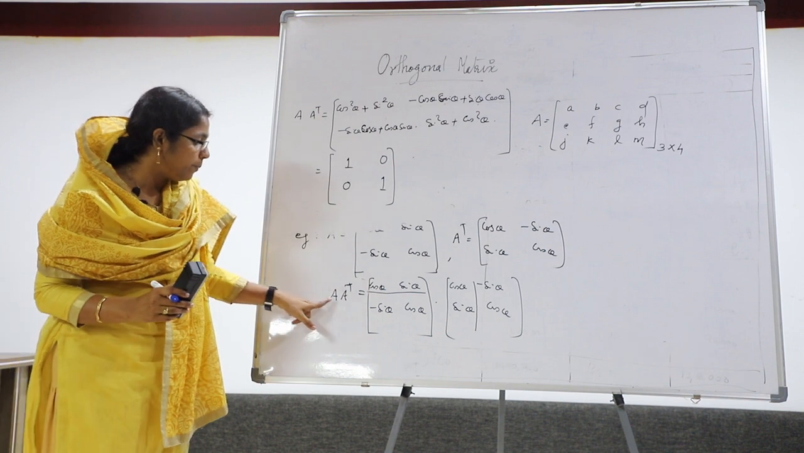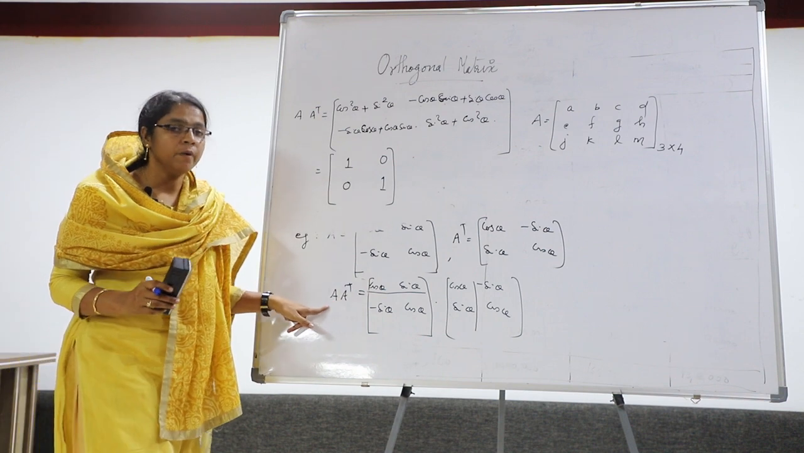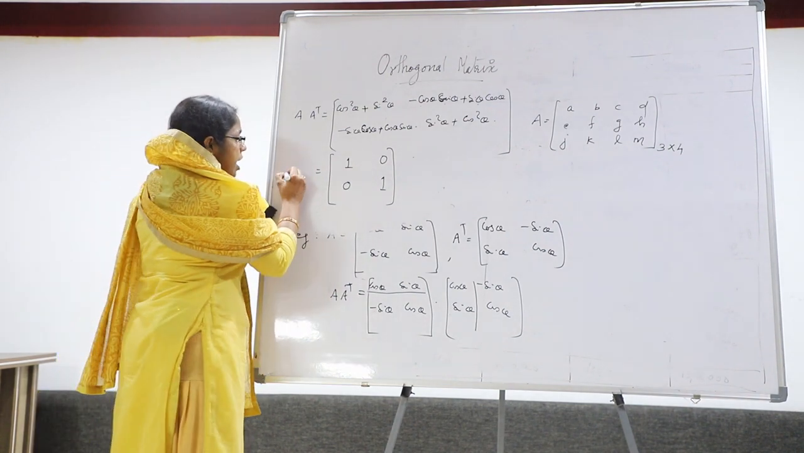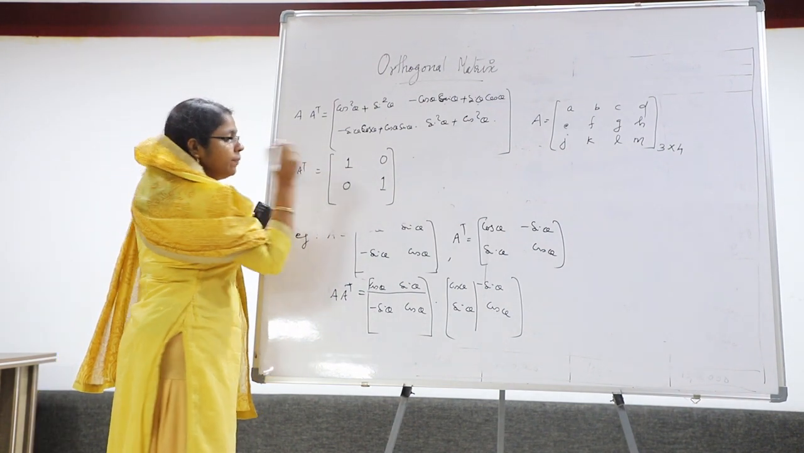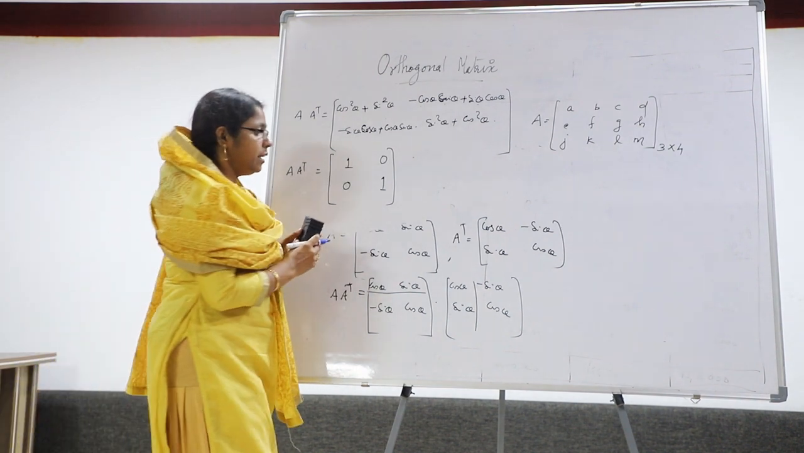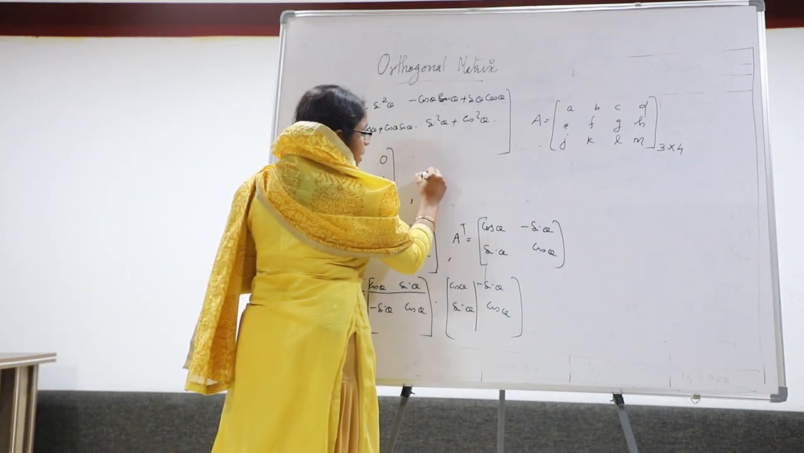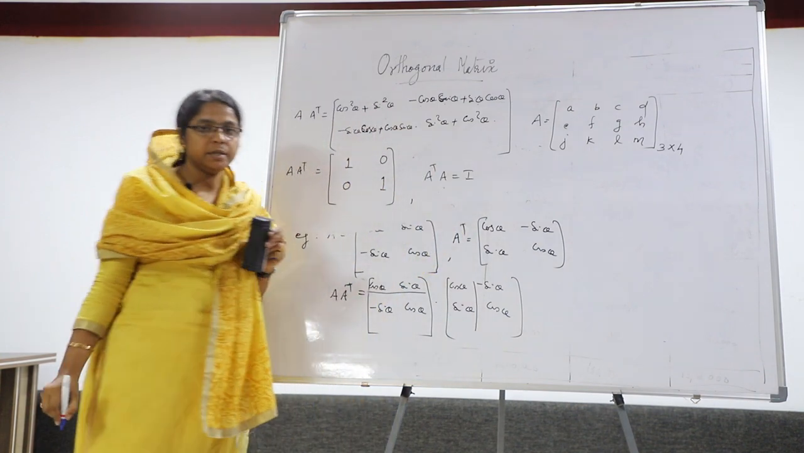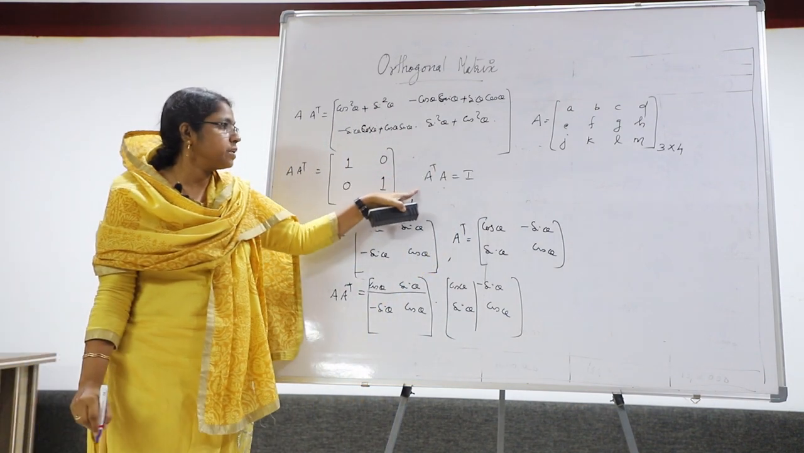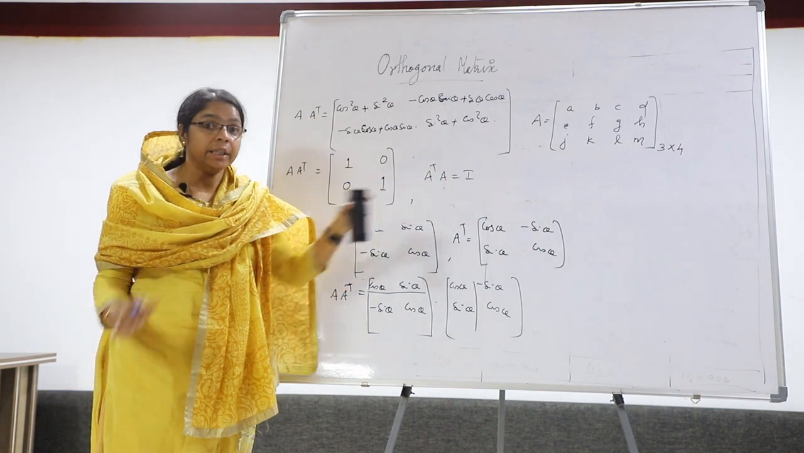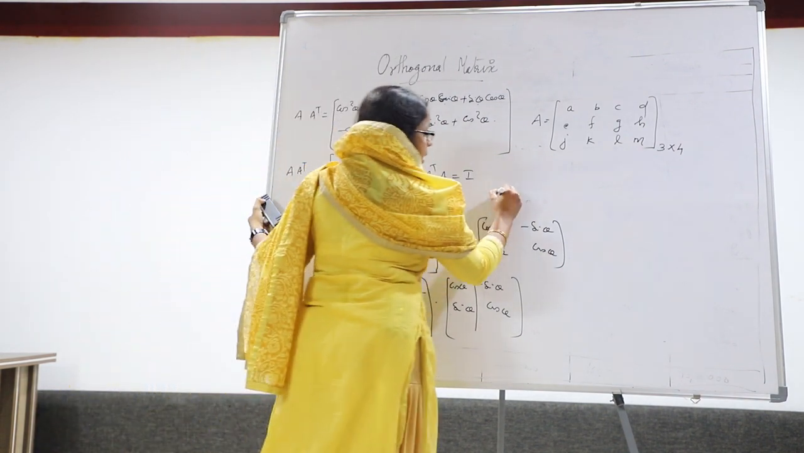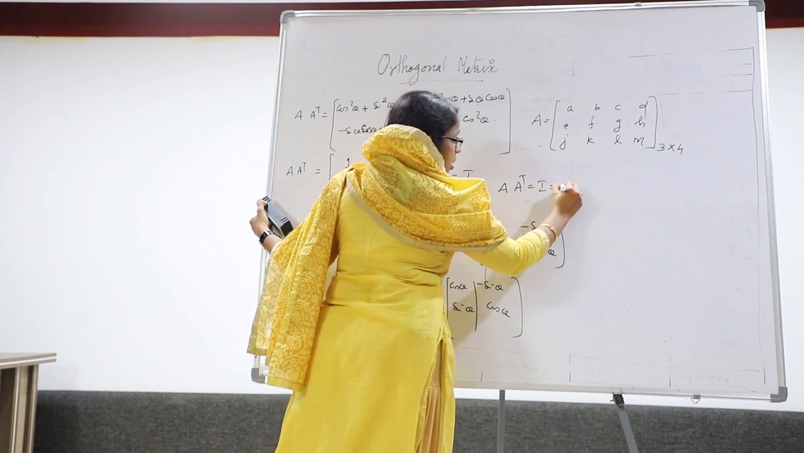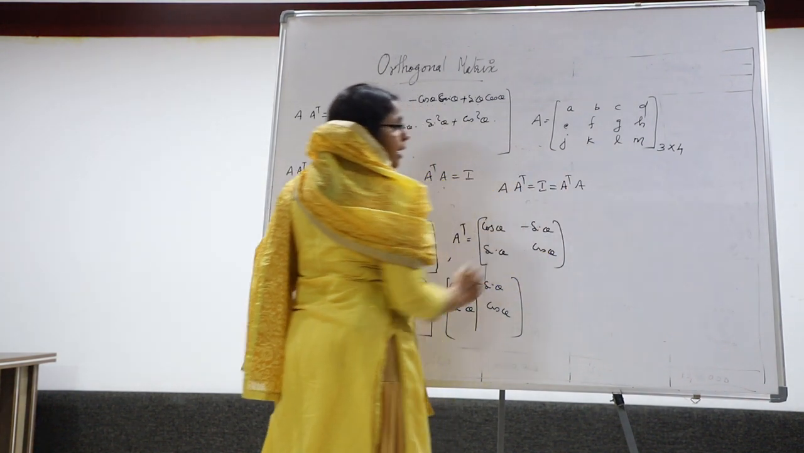So, when we multiply these together, that is A into A transpose, we got the identity. And similarly, we can prove that A transpose into A is equal to identity. Therefore, A into A transpose is equal to identity, that is equal to A transpose into A.